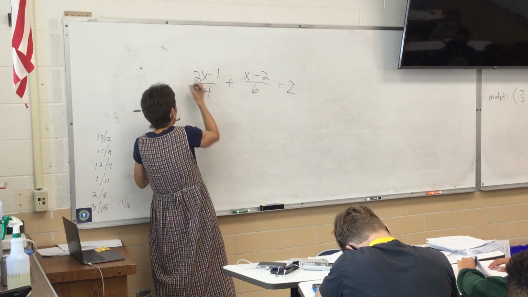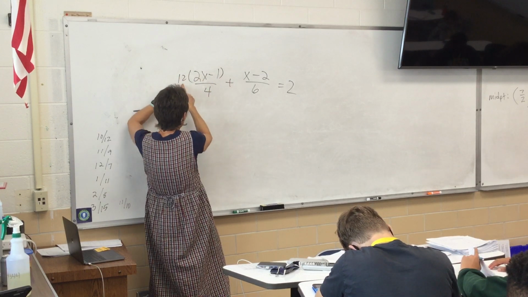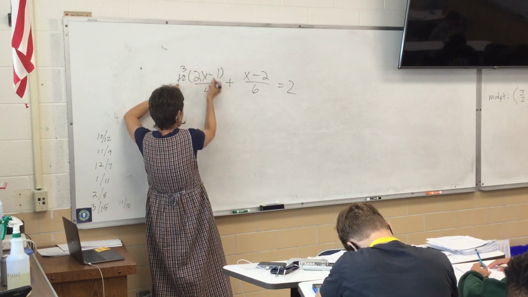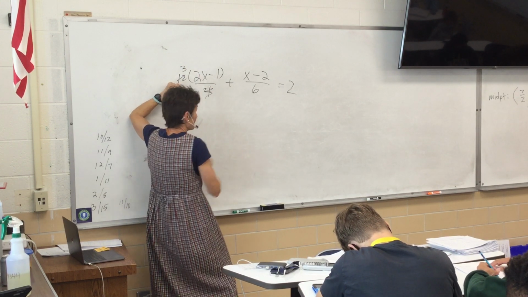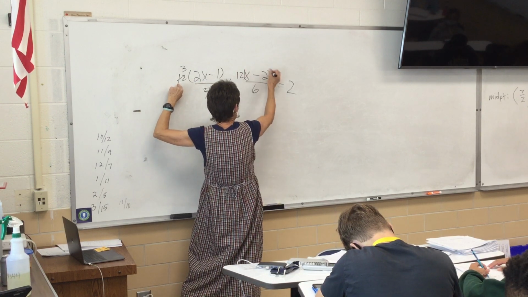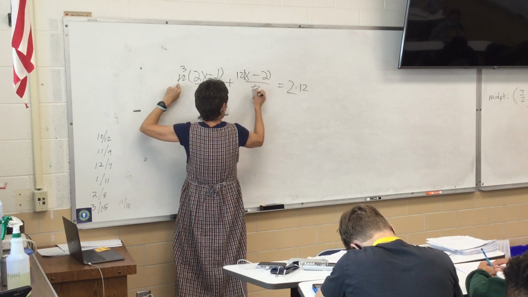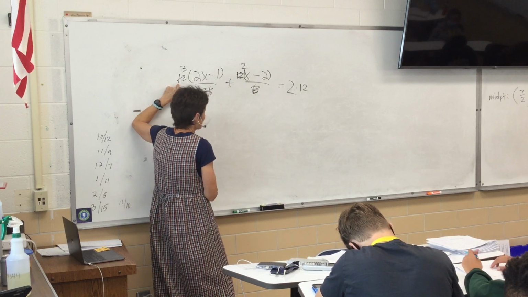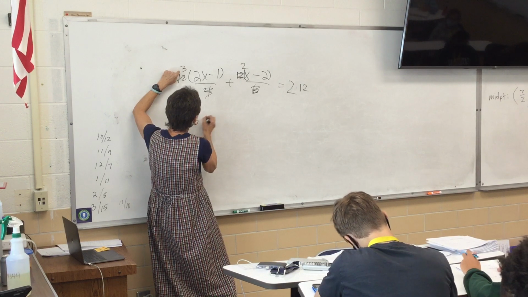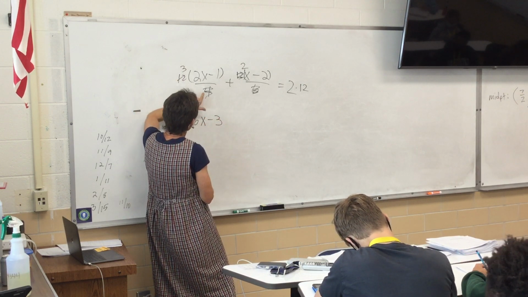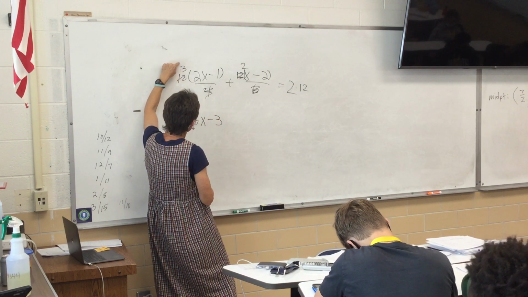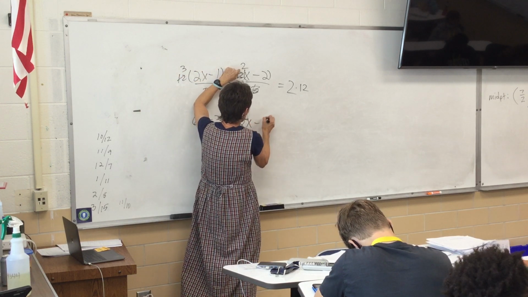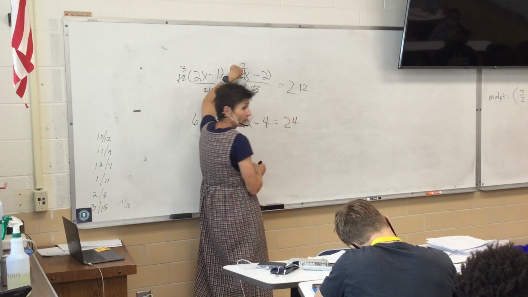So if you say 12, what will happen with the 12? The 4 will go into the 12 and leave a 3, right? And now that's gone. Then this one by 12, because I've got to do it all by 12. This will be gone and leave me with a 2. All right, so I have 6x minus 3. Remember, 4 went into 12 3 times, and I'm distributing, plus 2x minus 4 equals 24.